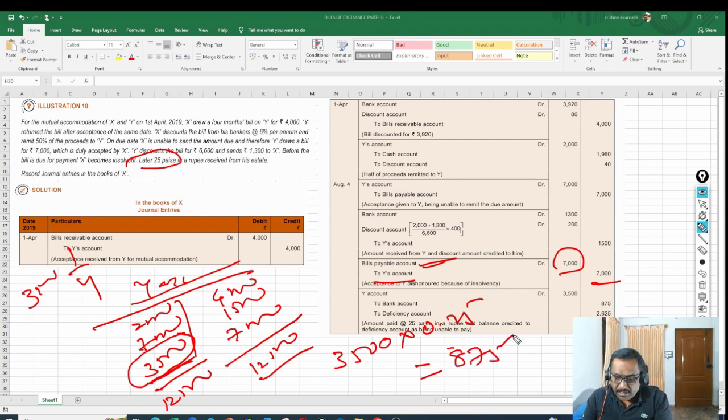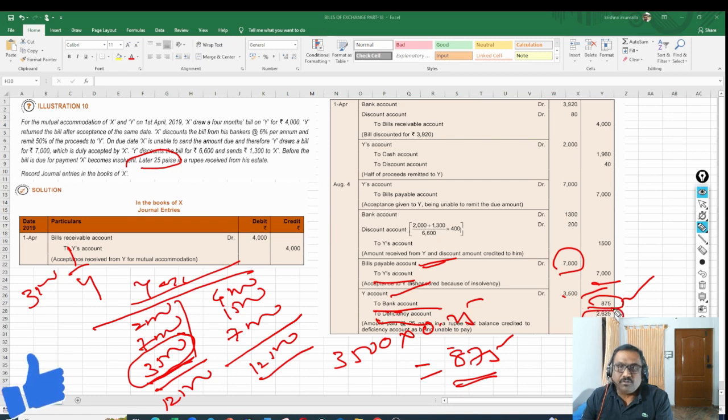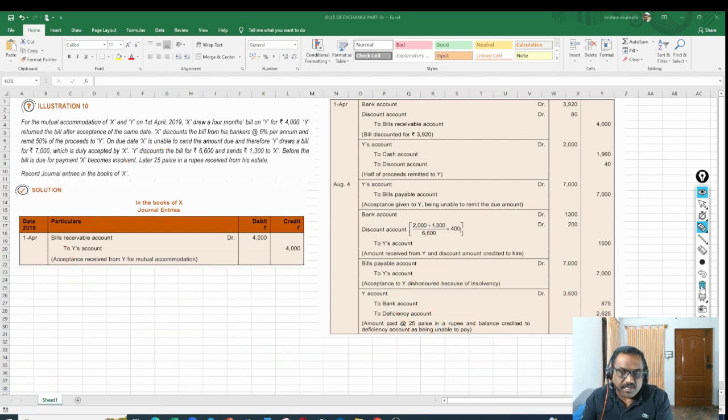So what entry will he write? Y account debit 3,500. He is supposed to pay. So he is debiting the Y account with 3,500, and he is paying 875 rupees cash. That is what we calculated here because he paid only 25 paisa. 875 rupees credit to cash, and the difference, 3,500 minus 875 which is 2,625, he will transfer to the deficiency account. This is how the journal entries have to be prepared for this illustration.